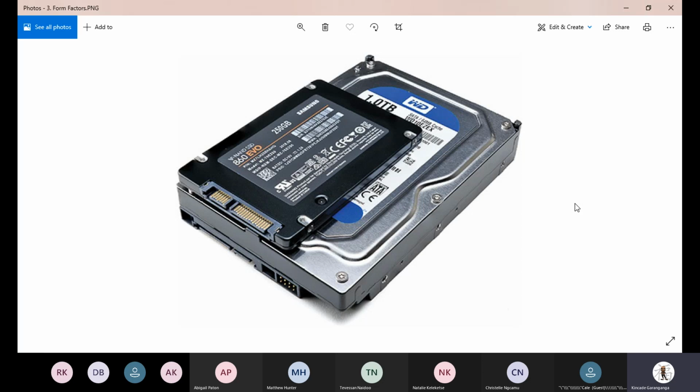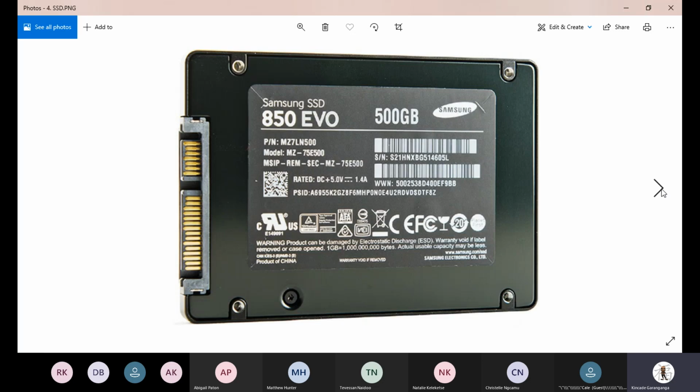And normally the form factors that you'd find associated with SSDs. A typical example of what an SSD would look like is something that you've got on screen currently. That's a 2.5-inch SSD. So the form factor would typically be one and the same, but obviously the architecture within it, if you want to look at it from a different point of view, is distinctively different.